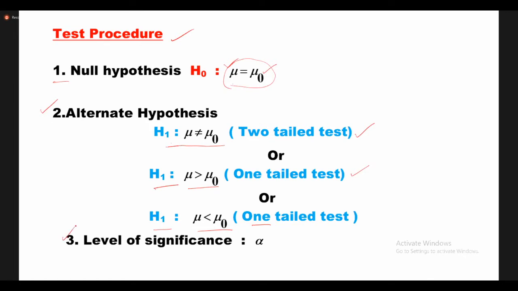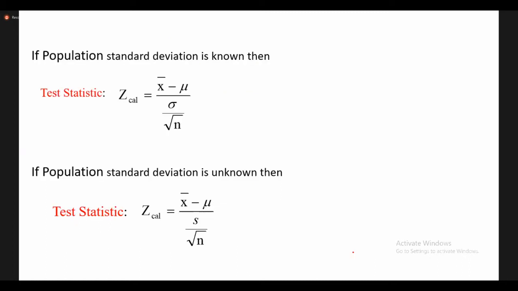And the third step is level of significance. If alpha is given in the data, directly take that one. If alpha is not given, generally we have to consider alpha as 5%.